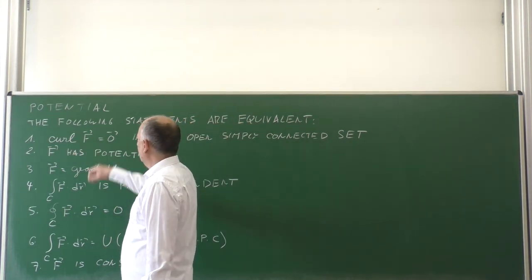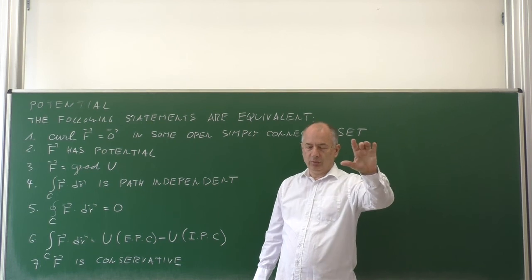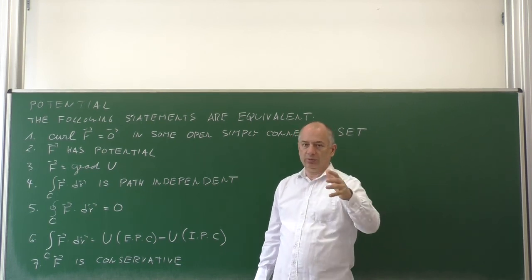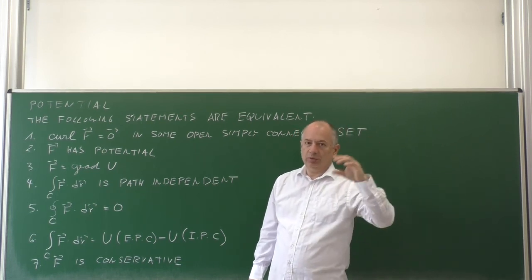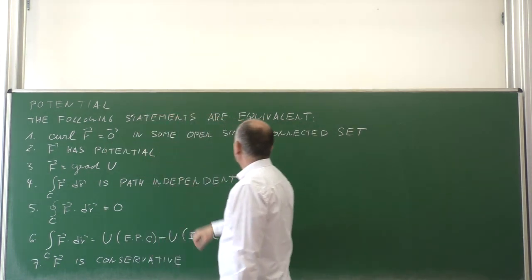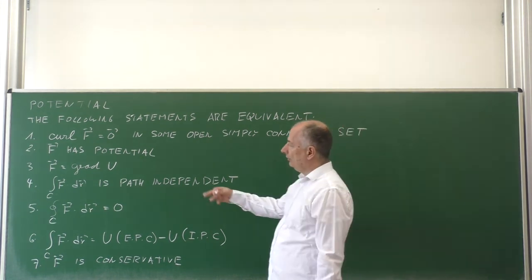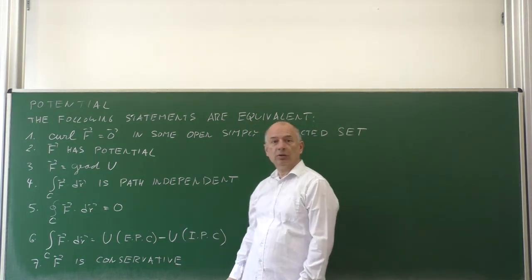Curl of f is 0. This is the condition that the derivative of the first component with respect to the second variable is equal to the derivative of the second component with respect to the first, and so on. Curl is 0 in some open, simply connected set. Then the vector field has potential, is conservative, and so on and so on.